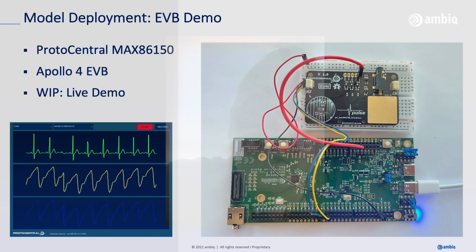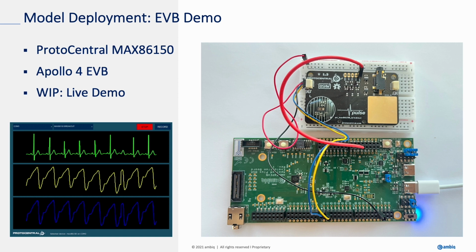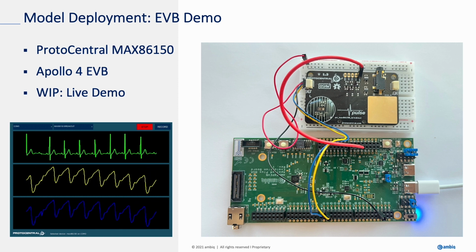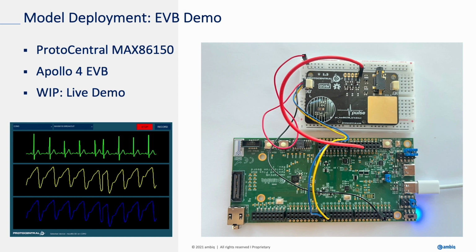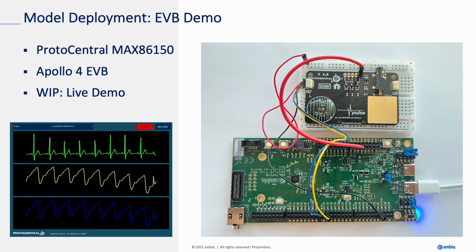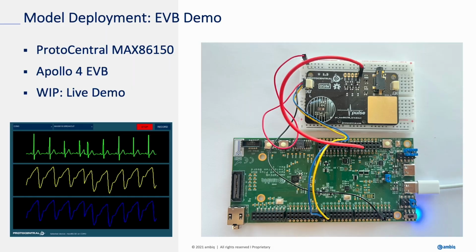In terms of an EVB demo, I have the Apollo 4 EVB, and for right now I have hooked up a breakout board from Protocentral for that MAX86150 over a quick connector. I'm successfully able to pull data from it, and I have the model running, and everything's working correctly, except I now need to fine-tune the model specifically for this sensor. The sensor we're using for this deployment is different than what I trained on, so I need to calibrate the model so that it performs well on this particular sensor.